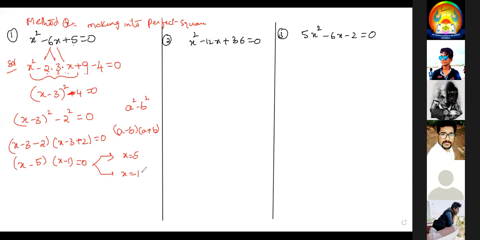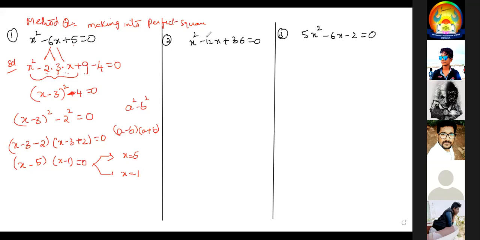Like you may ask, sir, the factorization method is already there, so what is the need to solve by this method? The need is that in the factorization method, we are not able to solve some questions like question number 3. But using this method, we can solve those equations also.